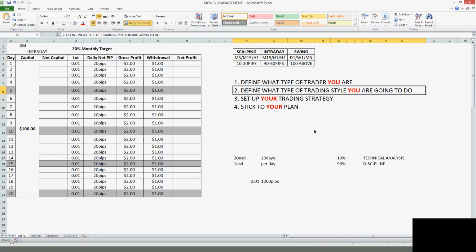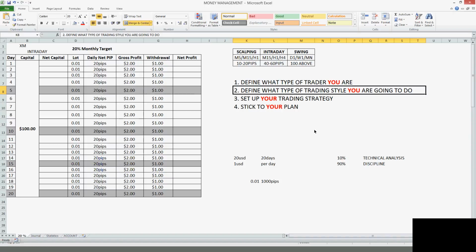So if you're a person that has a lot of time, then you can go for scalping. Let's just say that we're going to go for intraday. So maybe I have time in the morning during breakfast, I have time at lunch, and maybe in the afternoon I have a few hours, and maybe at night I have a few hours. So there's a particular normal daily routine of the average person. So intraday would be suitable for this particular type of trading.